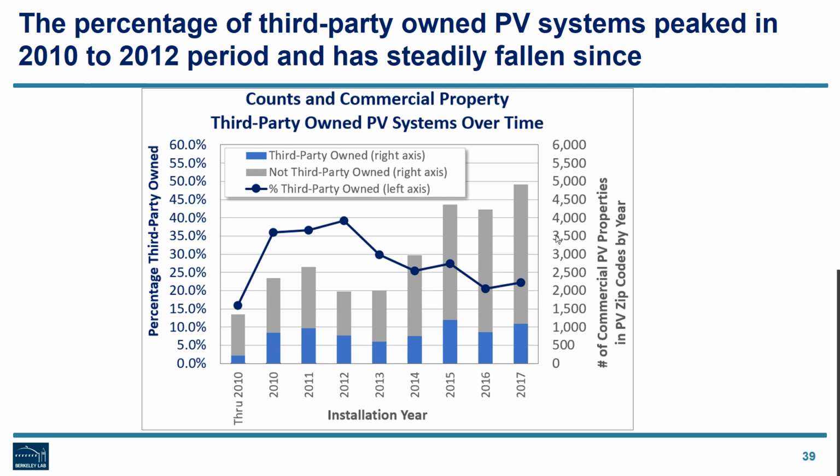In terms of third-party percentage, we can see that peaked in 2012 and then has been decreasing since then into 2017. Just a quick reminder here, we're not talking about community solar, which is obviously a high percentage of third-party owned systems.